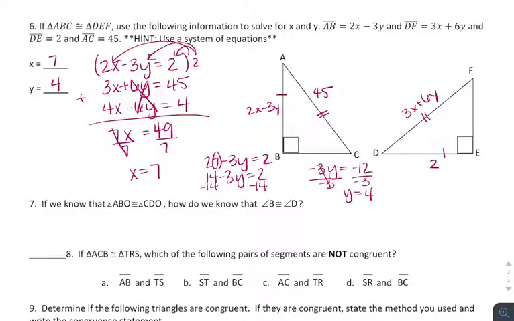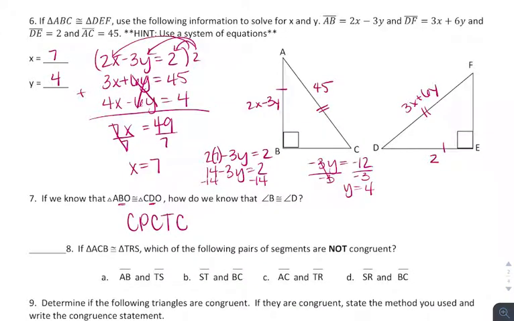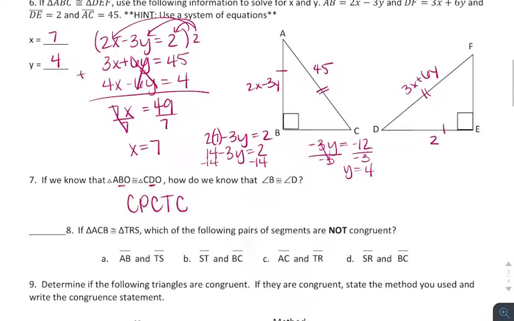All right, it says if we know that ABO is congruent to CDO, how do we know that B is congruent to D? So we talked about this very briefly. If they're in the same spot in the congruency statement, that's called CPCTC, or the corresponding parts of congruent triangles are congruent, which basically just says if you know the triangles are congruent, then the parts that line up together are also congruent.